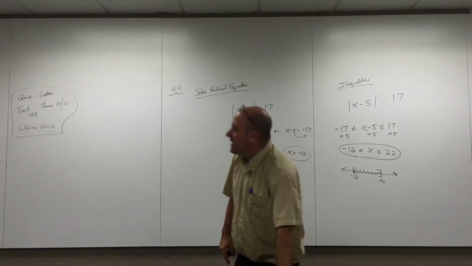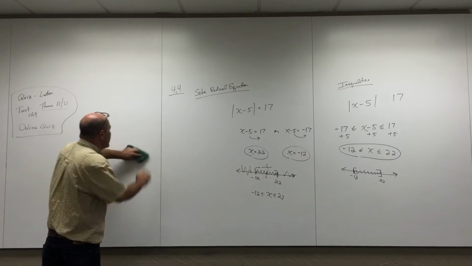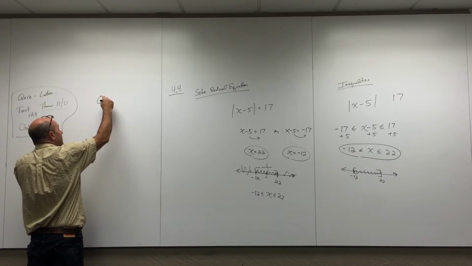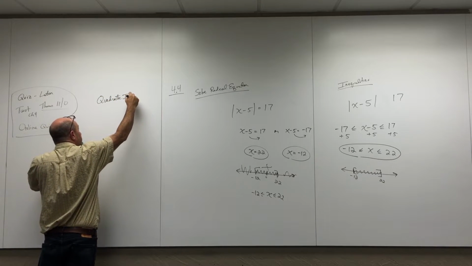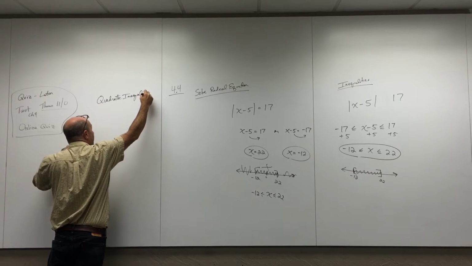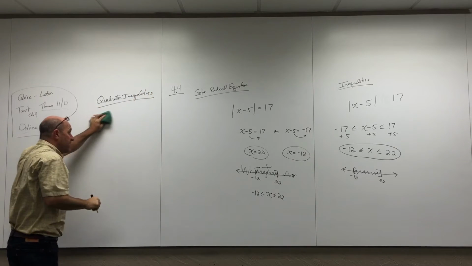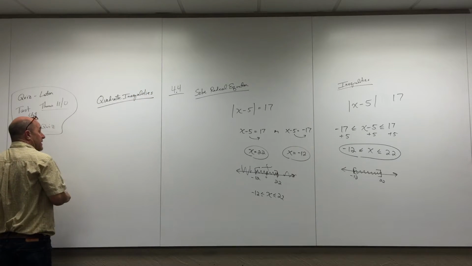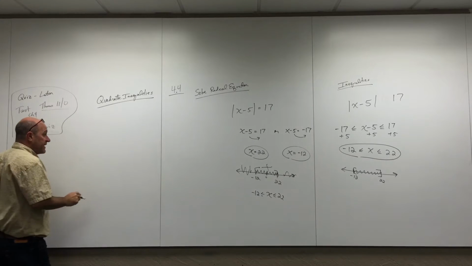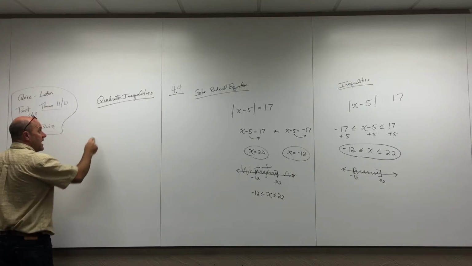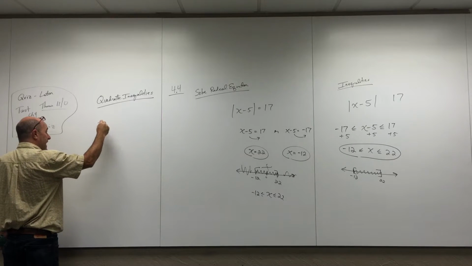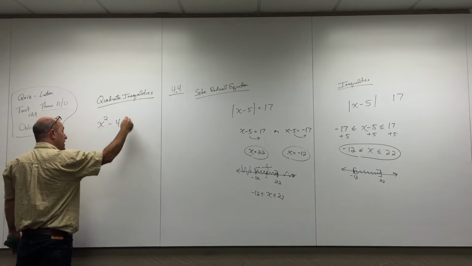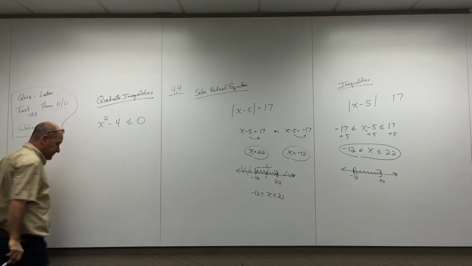But let's do these. Let's get out of absolute value. I'm not a big fan. What about this? This is quadratic inequalities. So here I am now at the end of 4-4, kind of. And we've got a week to get good at this for next week's test. Quadratic inequalities. Watch this. x squared minus 4 is less than or equal to 0.